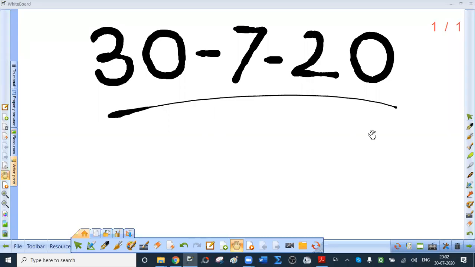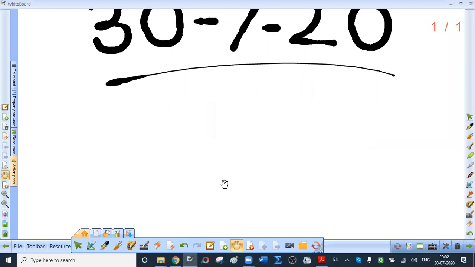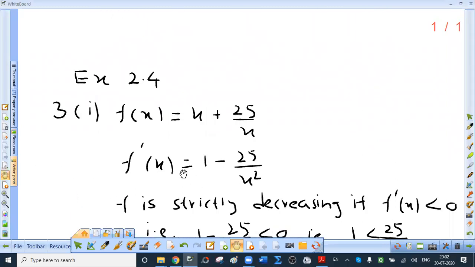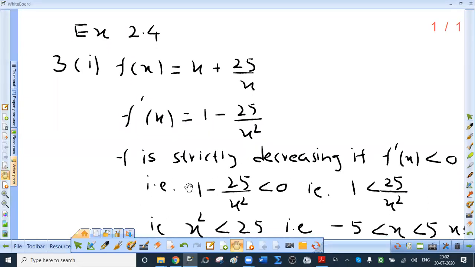So, good evening. Let us start with sum number 3, first part. Exercise 2.4, sum number 3, first part. Now, what is that sum? Find the values of x for which the following functions are strictly decreasing. The first sum, f of x is x plus 25 upon x.